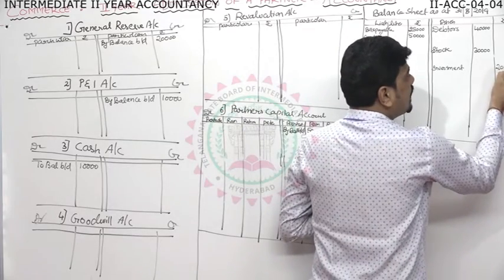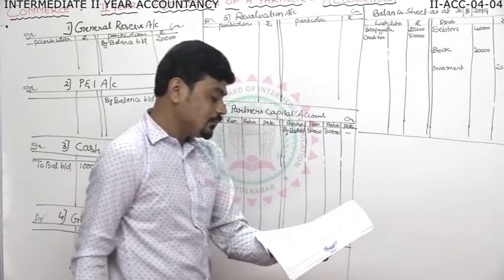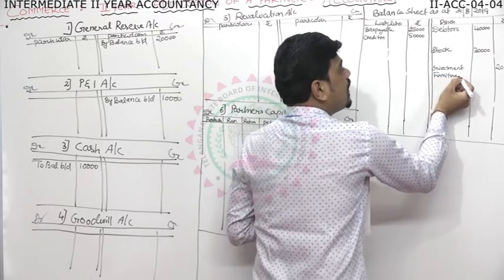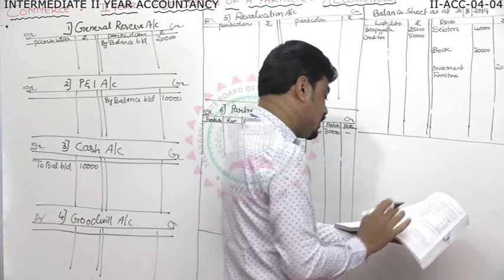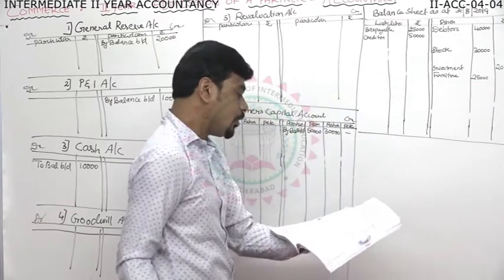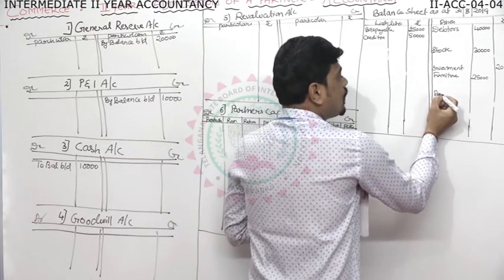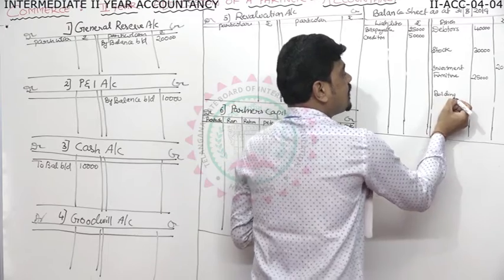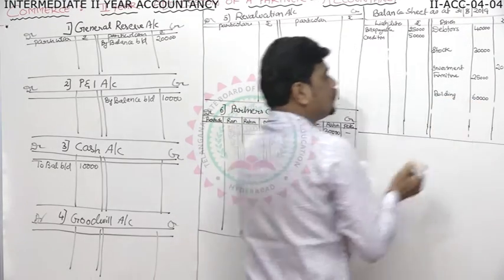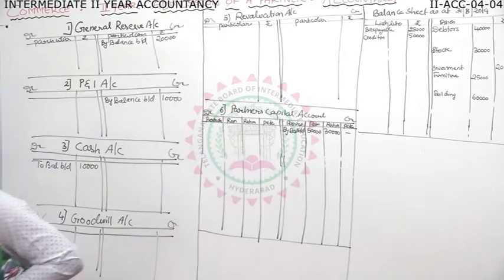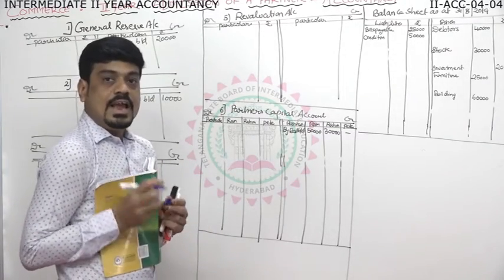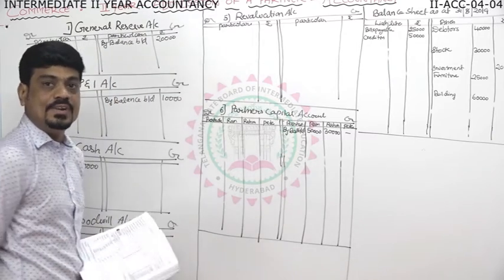So directly I'll write in the amount column 20,000, followed by furniture. On furniture, I have some adjustment. So inner column 25,000, followed by building. Again, on building, I have some adjustment. So inner column, I'm writing 60,000. Like this, we have made the postings. Now we'll start with the adjustments. And to give the adjustments, I'm using a different color pen.